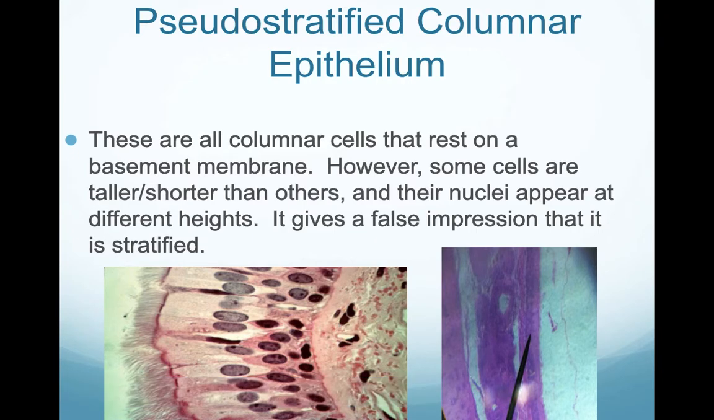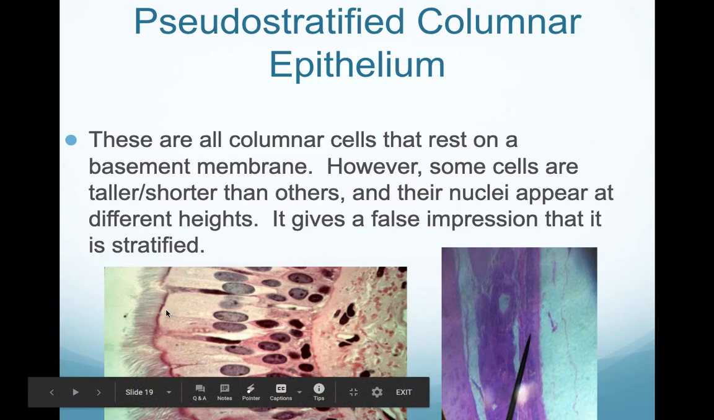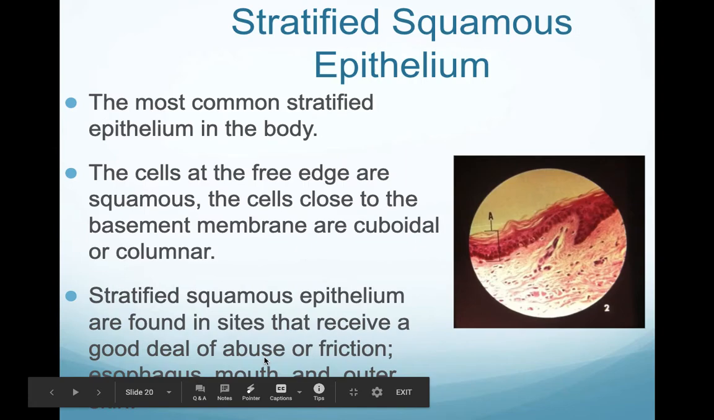That's really the biggest thing you need to know about pseudostratified, is that it's a false stratified and that they're columnar. Because remember, this top layer has this column shape. So we'll name it by that top layer.